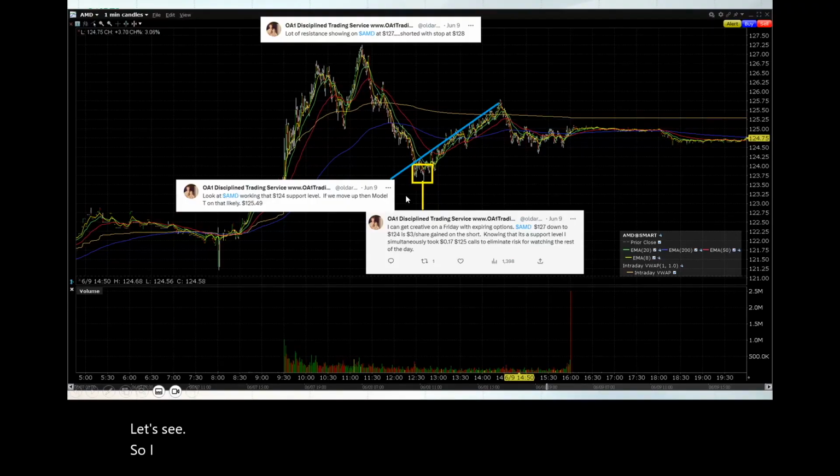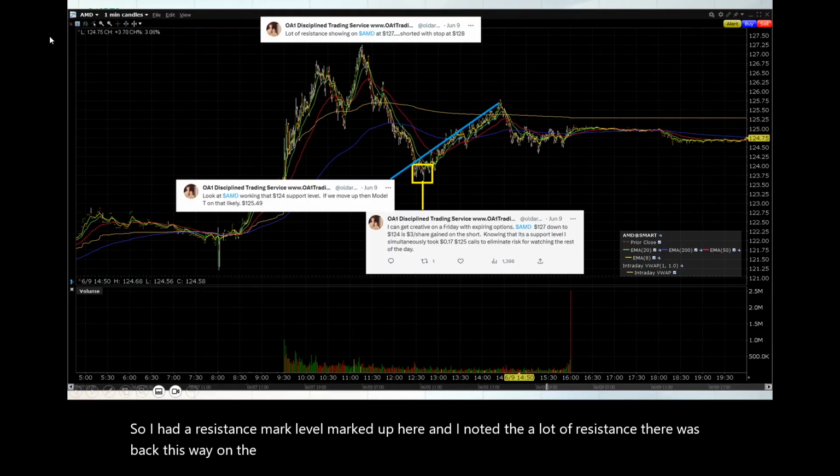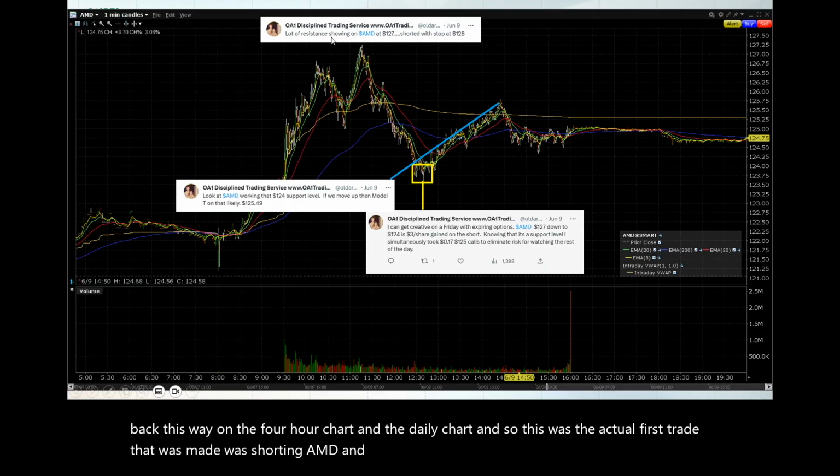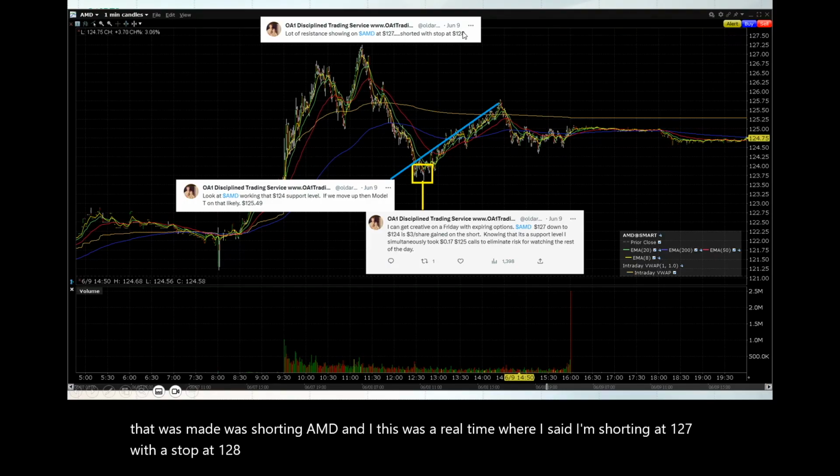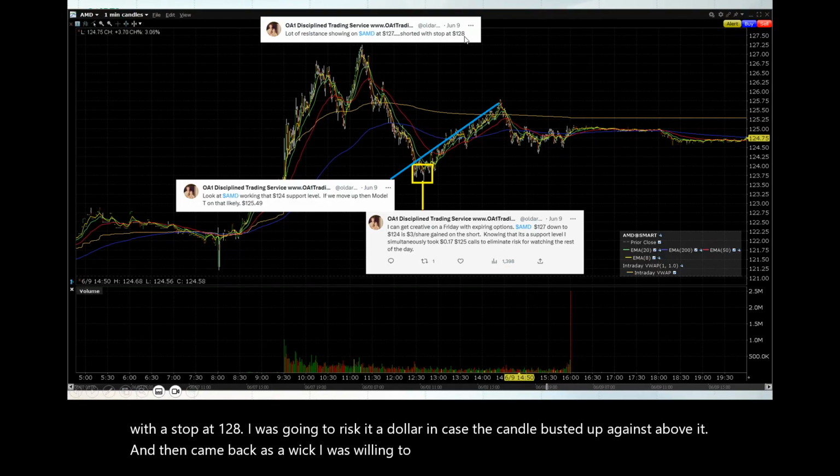So I had a resistance level marked up here, and I noted a lot of resistance back this way on the 4-hour chart and the daily chart. This was the actual first trade that was made, shorting AMD. This was a real-time call where I said I'm shorting at 127 with a stop at 128. I was going to risk $1 in case the candle busted up above it and then came back as a wick.